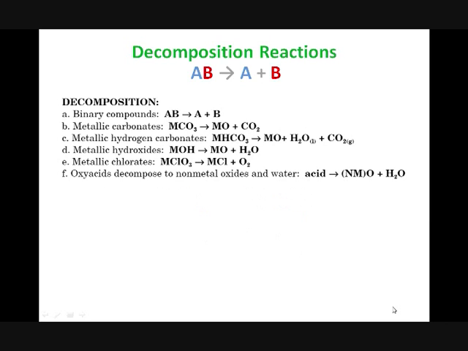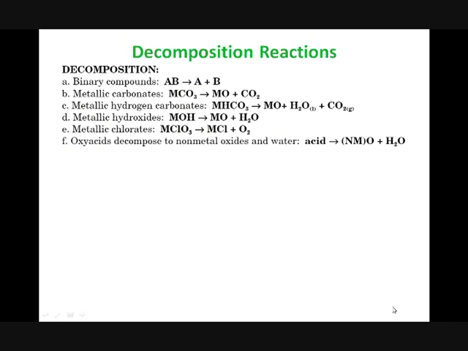Don't forget that we also might need to use the metallic carbonates pattern as well. If we ever come across a metallic carbonate compound that's decomposing, this is what we're going to use. Out of all 6 of these decomposition patterns, the only 4 you need to be familiar with are A, B, D, and E: binary compounds, metallic carbonates, metallic hydroxides, and metallic chlorates. Use the patterns. They're here to help you. These are the 4 you need to pay attention to. All right, let's try a real example now, and we've got our decomposition patterns here to help us.